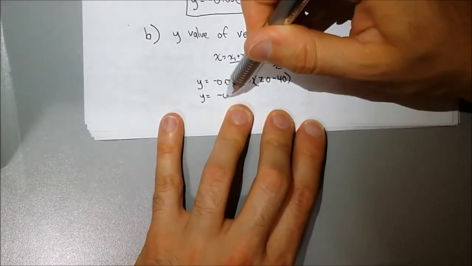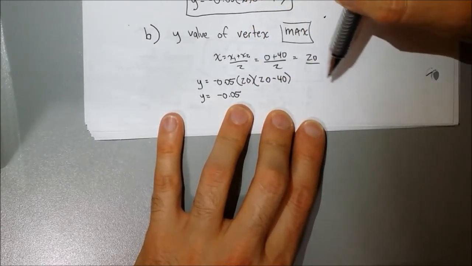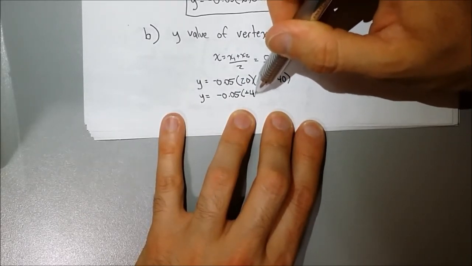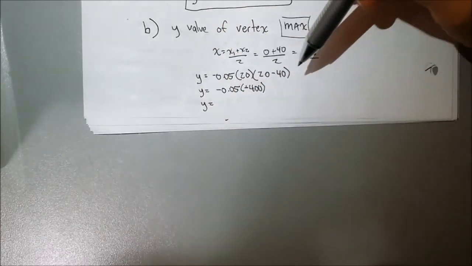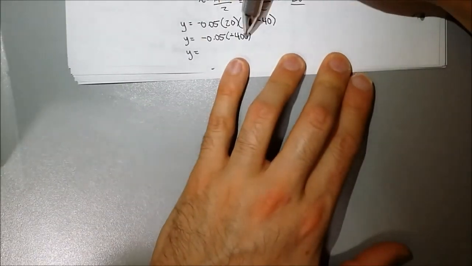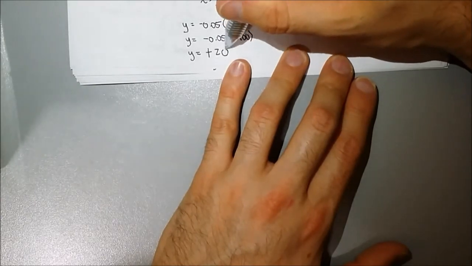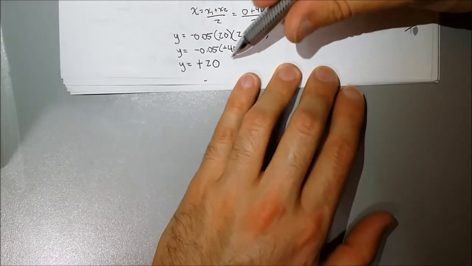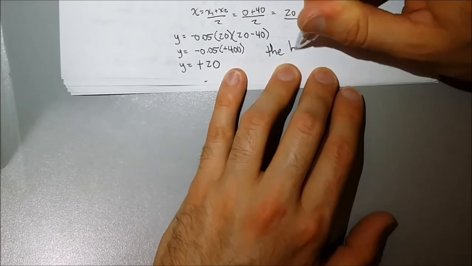I'm going to show you one step. When you evaluate the brackets, you should get negative 20 times negative 20, so you're going to get negative 400. That's good, because I was kind of worried about that negative. It wouldn't make sense, because I can clearly see in my picture that it's not negative. So negative times a negative is positive, and when you evaluate that, you're going to get positive 20. So what is the height of the arch at the center of the bridge? Well, 20 meters.